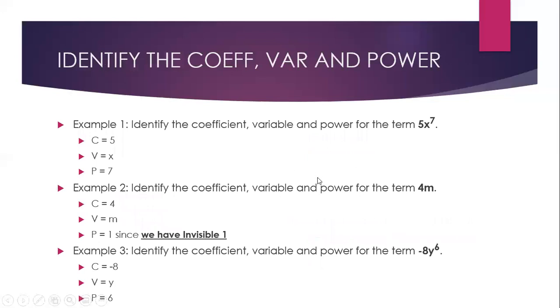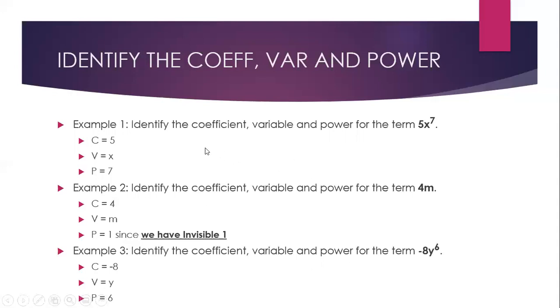All right. We'll do 3 examples, and I'll walk you through these 3. The first and third one are pretty straightforward. I'm not going to spend too much time on those. Identify the coefficient, the variable, and the power, or the exponent. I keep saying power. You can say exponent. It's the same thing. All right, example number 1. Identify the coefficient, variable, and power for the term 5x to the 7. All right, the coefficient is 5. The variable is x. The power is 7.